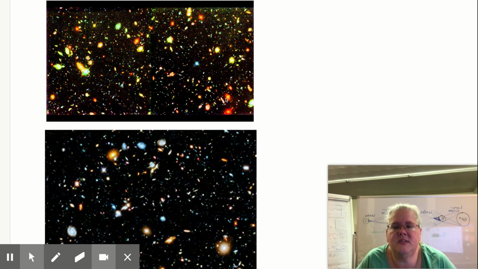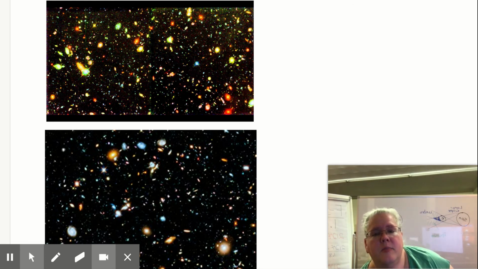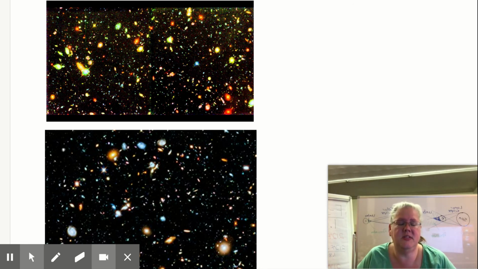But if you look at this, you'll notice that this galaxy is slightly shifted to the red, where this one is shifted to the blue. And that's telling us that this galaxy is moving away from us, where the blue galaxy is coming towards us. Doppler shift, that red-blue shift, where red is away and blue is towards, we'll be talking about quite extensively between this unit and meteorology.